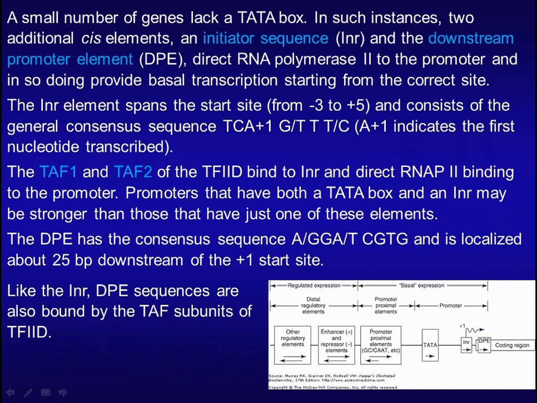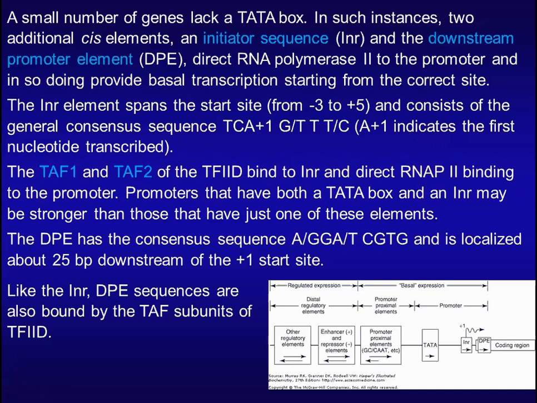Some genes don't have a TATA box. In such cases, 2 alternative sites for transcription initiation are the initiator sequence and the downstream promoter element, or DPE. Initiator sequence is located at the transcription start site. TAF1 and TAF2, 2 subunits of TFIID, bind to the initiator sequence and direct RNA polymerase II binding to the promoter.